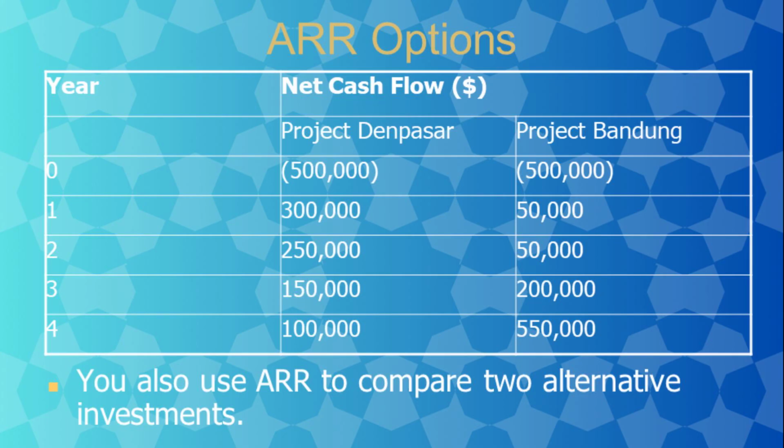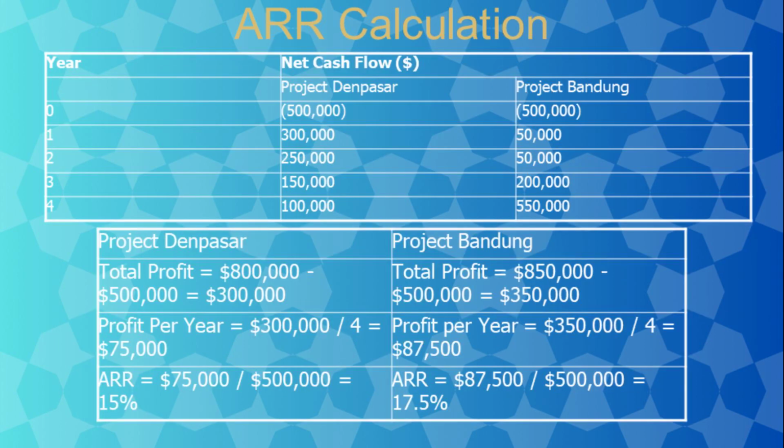ARR can also be used to compare 2 alternative investments. Here, we have 2 projects with different cash flows over 4 years. By calculating the total profit and ARR for each project, we can determine which investment is more profitable. Project Bandung has a higher ARR compared to Project Denpasar.